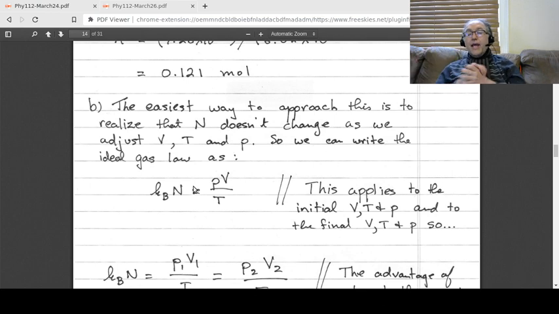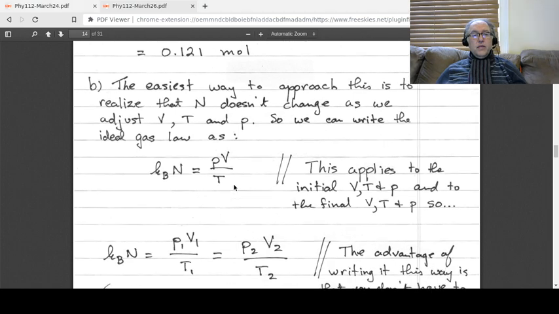Okay. Now, in that change, even though I didn't say it explicitly in the problem, I think it's pretty obvious that the number of particles is not going to change. We're not going to add gas, and we're not going to take gas away. We've got this gas trapped inside of a cylinder, and we're simply going to change the volume of the gas and the pressure of the gas and the temperature of the gas accordingly.